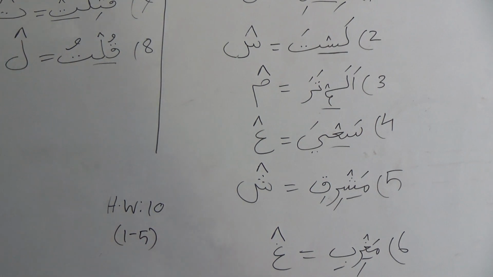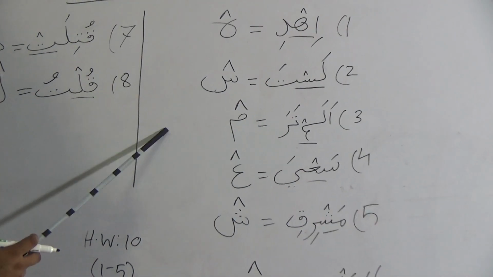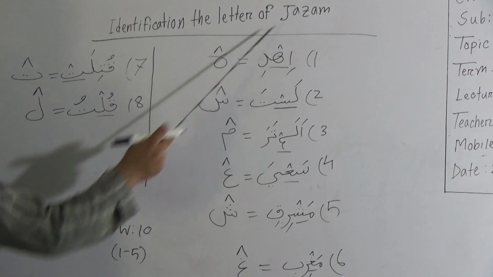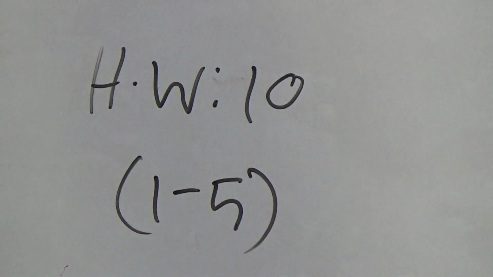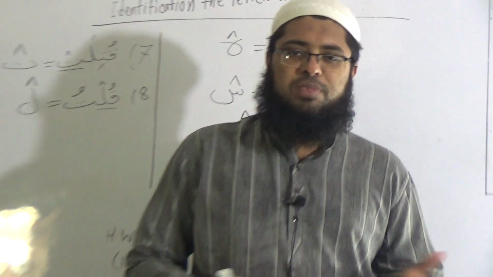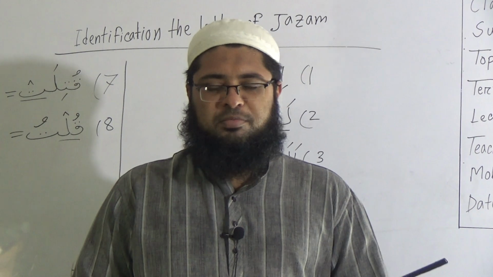You will make SW at your home, identification of the letter of Jajam, 1 to 5. 1, 2, 3, 4, 5. You will make SW at your home for these 5. My dear students, I hope that you have understood our today's topic very clearly.